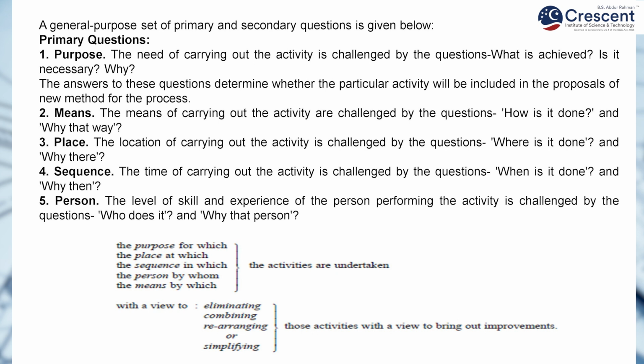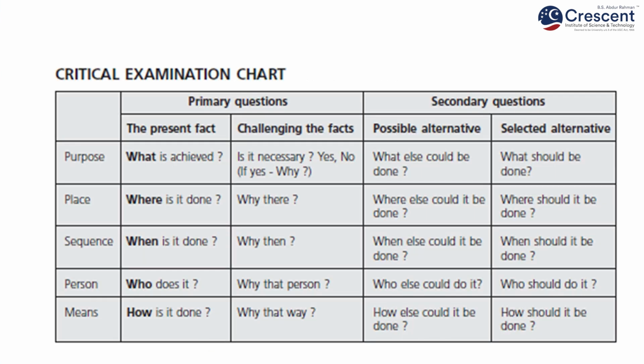So, 4 things are there in primary and secondary questions. First we will find the purpose: what is the purpose of any activity that is performed by the operator, and how he is performing the job, means how and where he will perform the job. Other than that, what will be the sequence of performing the job and who will perform the job. So, these 5 elements will be challenged by different primary sets of questions, which test the necessity of the job.